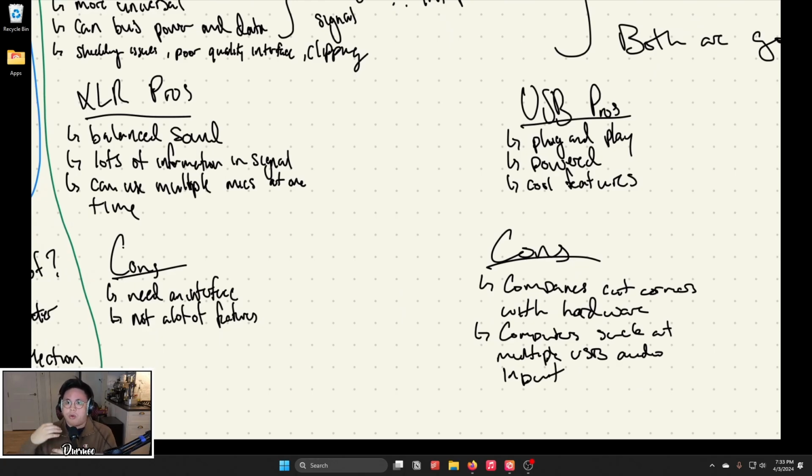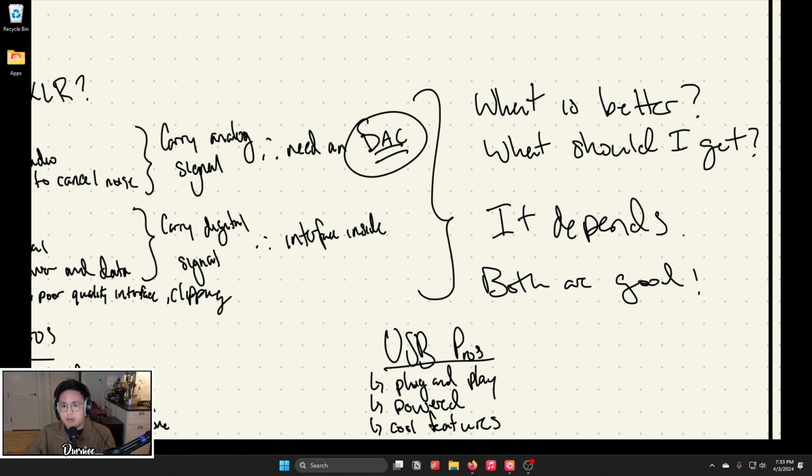However, how important is that stuff? The question that people tend to ask is, what is better? What should I get? Should I get a USB mic for the convenience, the plug and play factor, the really cool features on the mic? Or should I get an XLR mic and invest in an audio interface and all that? The real answer is that it depends. I'm not going to sit here and say you really have to get an XLR mic, you really need to invest in an audio interface, set everything up, get a boom arm, all that type of stuff. I don't think it's completely necessary.